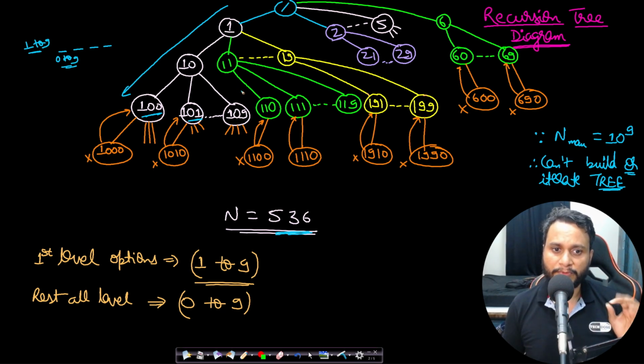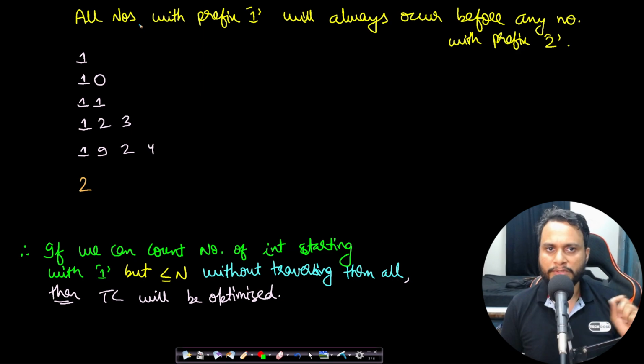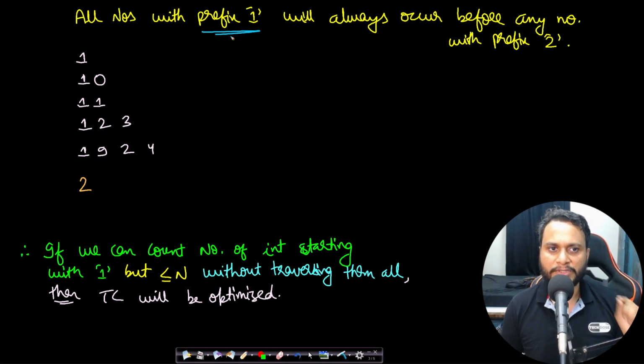So in this problem, we have to skip some numbers if we have to actually arrive at our kth ranked number, right? Because k can go till n. Now before understanding the solution, the most important thing to note is all the numbers with the prefix 1, that means all the numbers which start with 1, will always occur before all the numbers which start with 2. This is common sense, right?